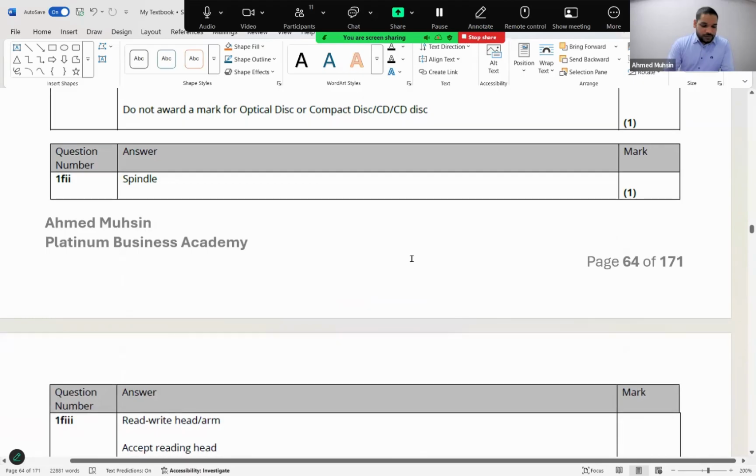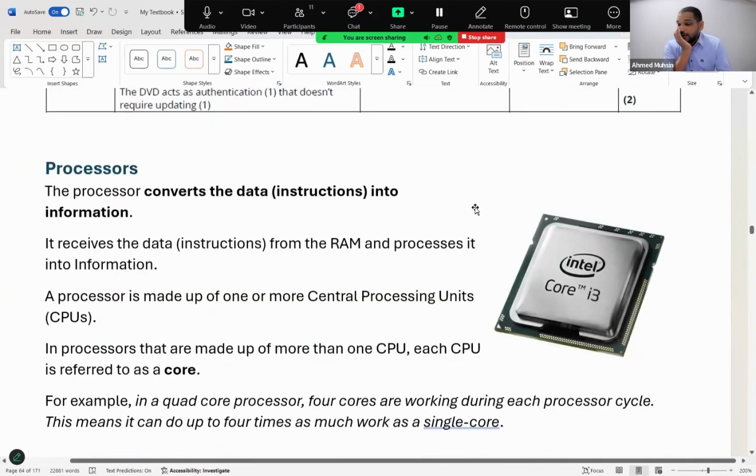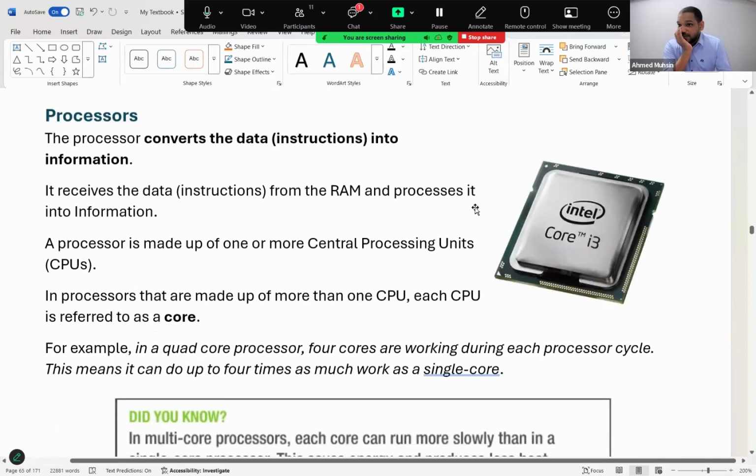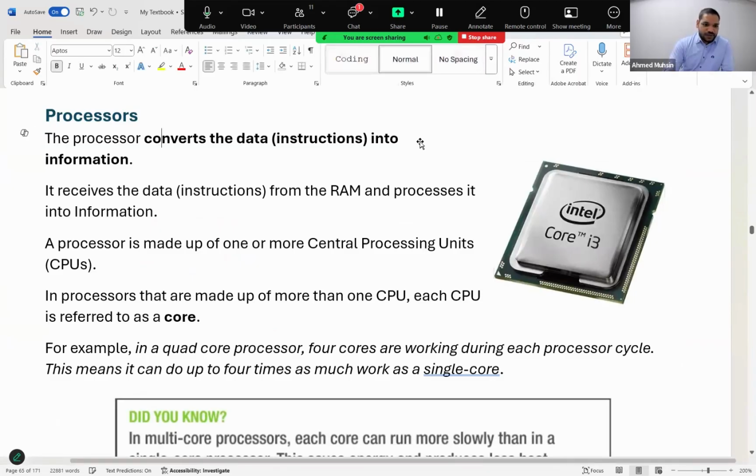Everybody, we are moving down then. Guys, girls, everyone, we are going to move down to processors. Everyone okay with this? Guys, okay. Everyone, can you all see the bold words over here?